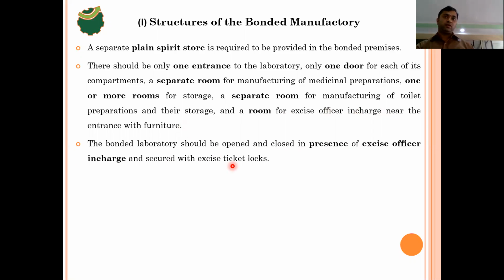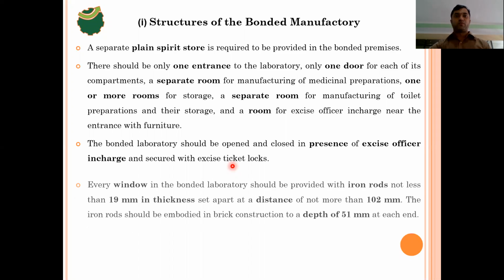So there should be only one entrance, one door, separate rooms for manufacturing of medicinal and toilet preparations, separate storage rooms for medicinal and toilet preparations, and a separate room with accommodation at the entrance for the excise officer in charge with its necessary furniture. There shall be only one entrance in the laboratory and one door to each of its compartments.